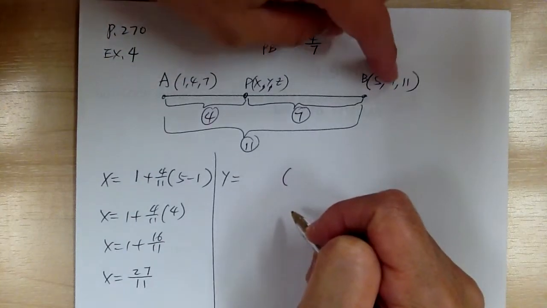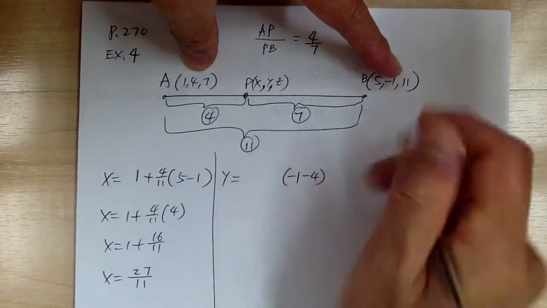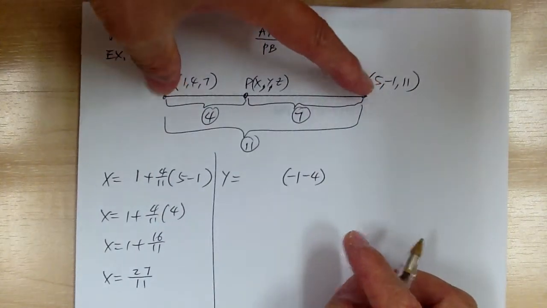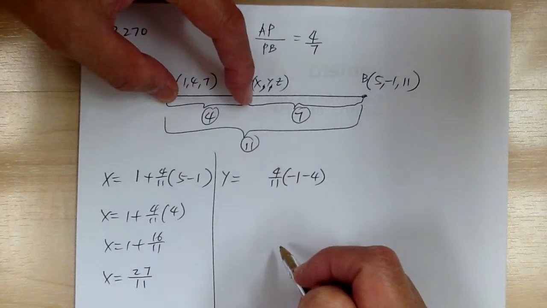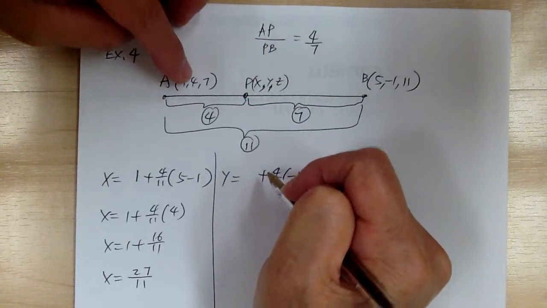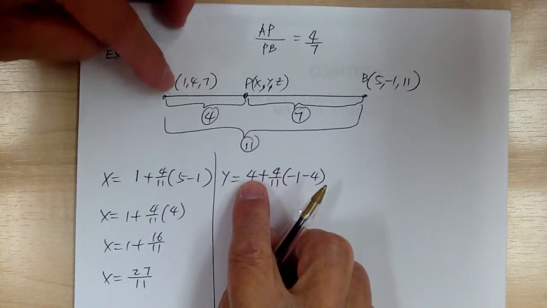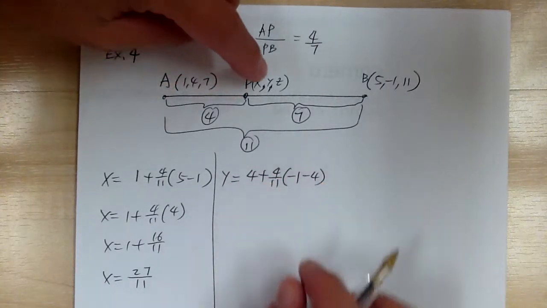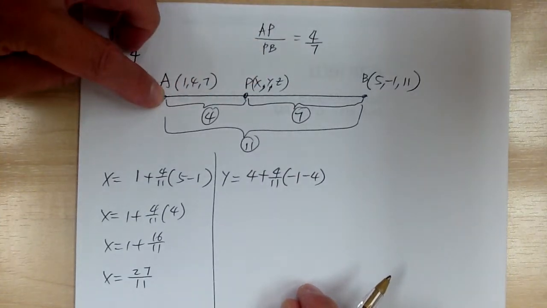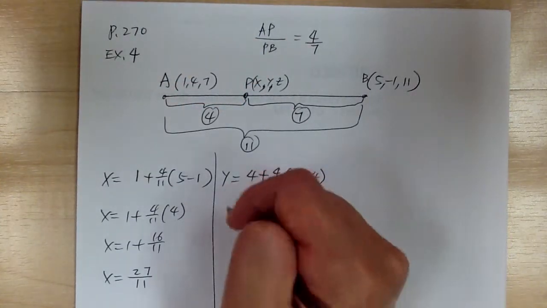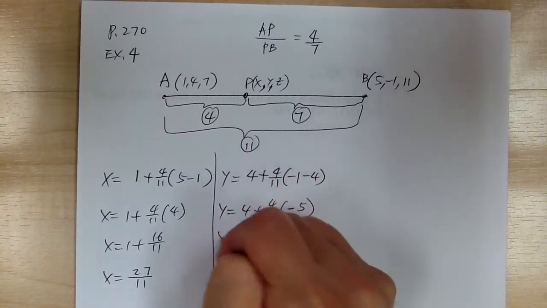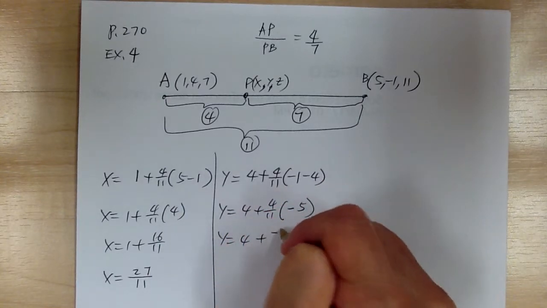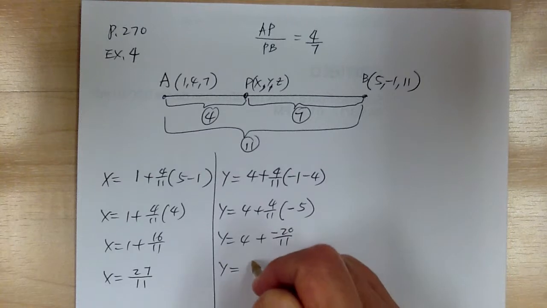Again, you start with this over here. So you've got -1 minus 4. -1 minus 4 gives you this whole length. Then you have to multiply by 4 out of 11 to get this length. Okay, and you have to add what you start out with. So you start at 4, right? You start out at 4 and you add this length. That's how you get to this point, right? So y equals 4 plus 4/11 times -5. y equals 4 plus negative 20 over 11. So y equals 24 over 11.